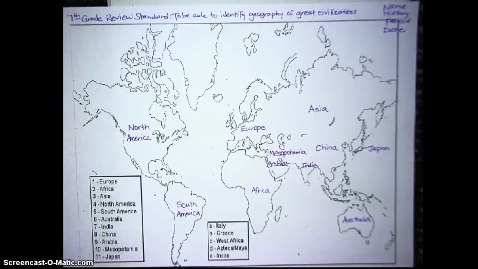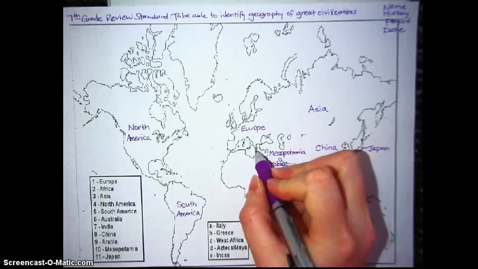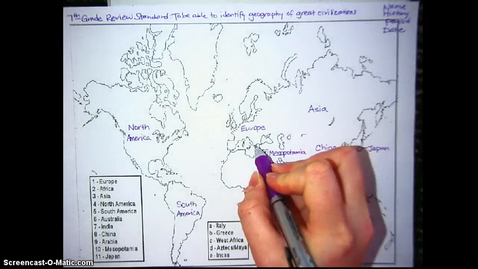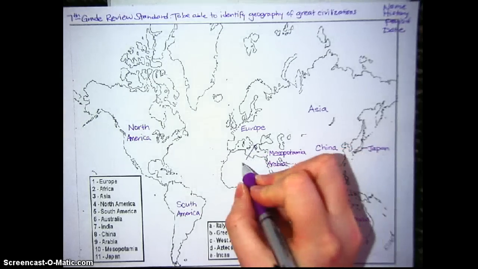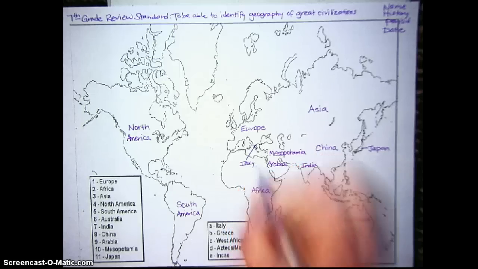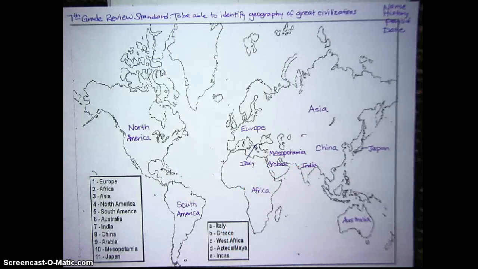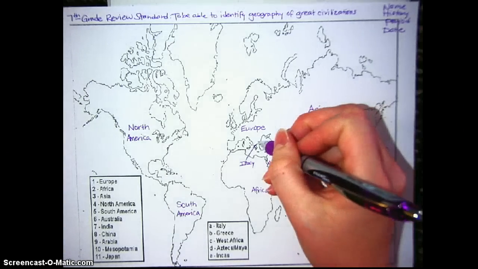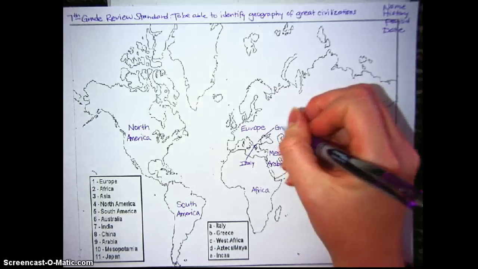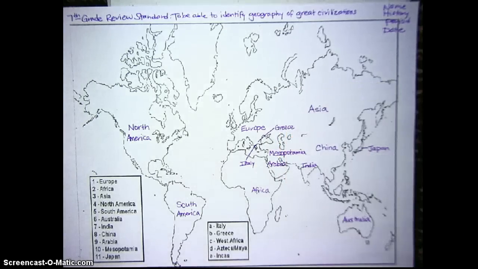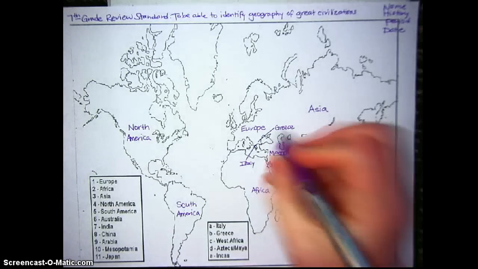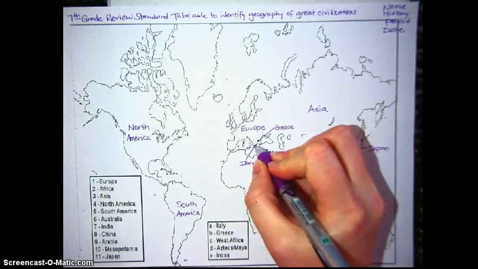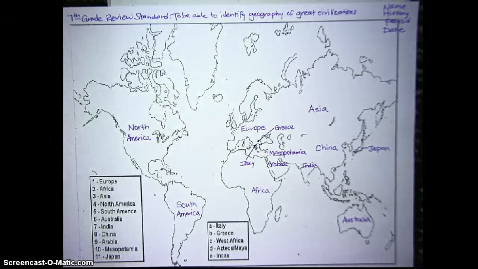So the next ones we're going to do. Italy. Italy is right here. It's this little tiny, well, it's hard to see here, but it's a little tiny boot. I'm actually going to just do a little line like that so I can see it. There's Italy. Greece is right here, or what we know as ancient Greece. So let me write a little dot. It's a little easier to see. Okay.